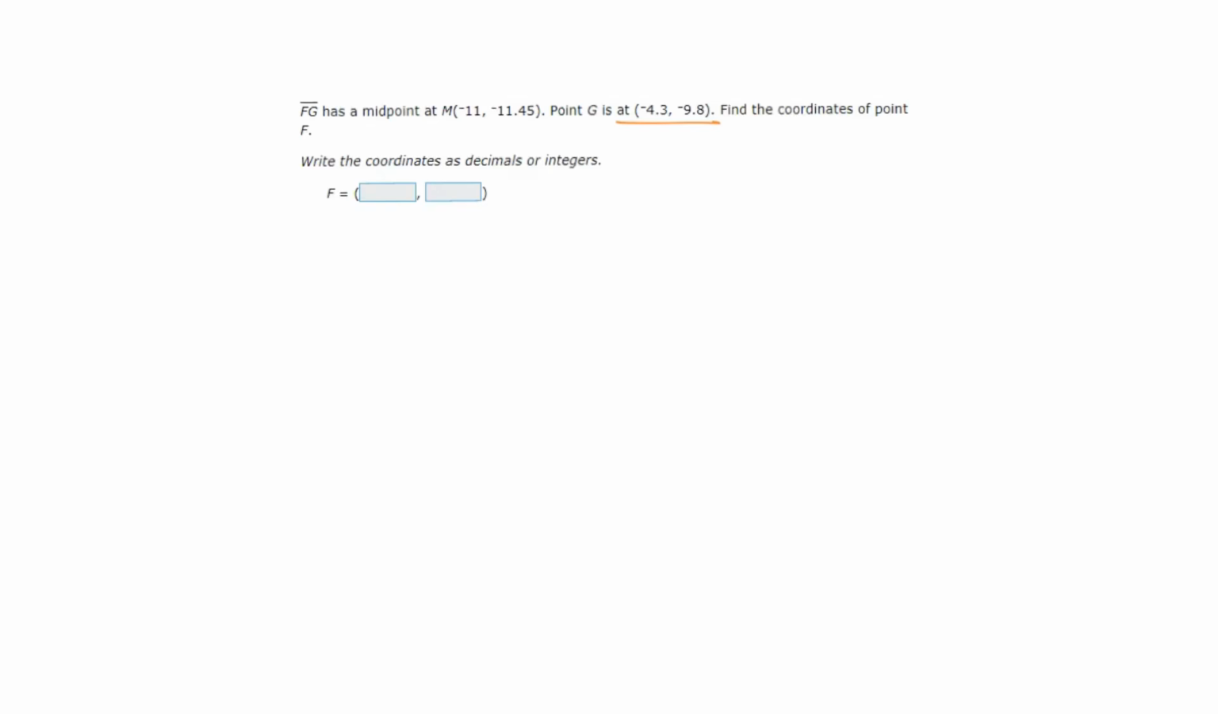I know that I have a midpoint of negative 11, so we'll use negative 4.3 here and negative 9.8. I know I have negative 4.3 plus an x we do not know, and that's equal to a midpoint of negative 11. So negative 4.3 plus x, multiply both sides by 2, gives me negative 22. So make sure if you're using a calculator, you do negative 22 plus.